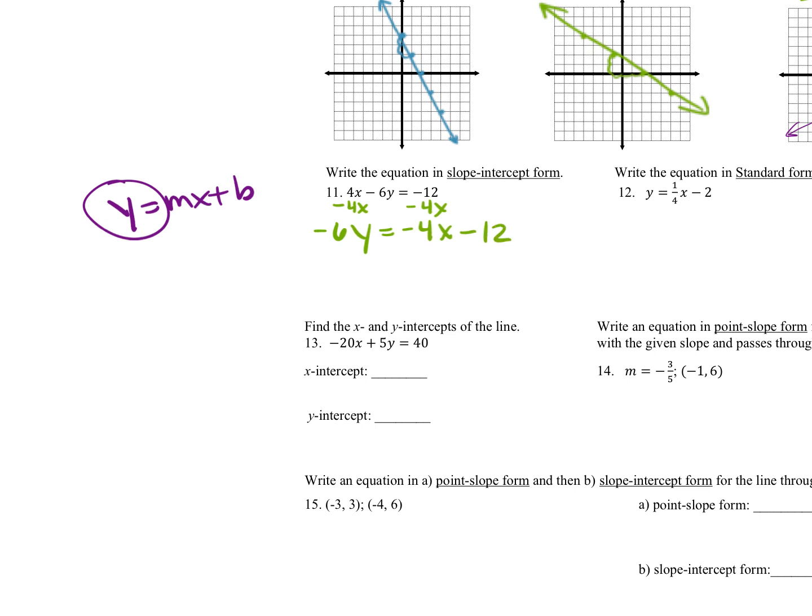Then divide by negative 6, and you have to do that everywhere. So this is gone. We get y equals, be really careful with this. Negative 4 over negative 6 is a positive, right? Negative divided by a negative is a positive. That reduces to 2/3, so 2/3 x. Again, a negative divided by a negative is a positive, so plus 2.